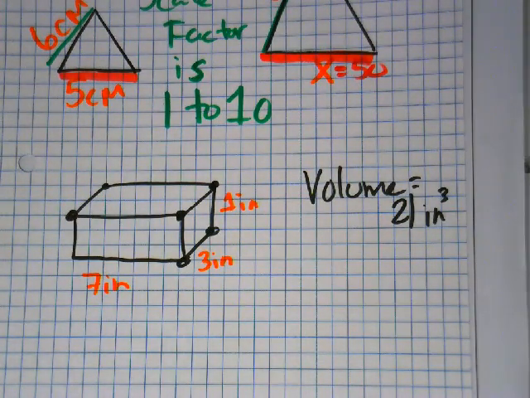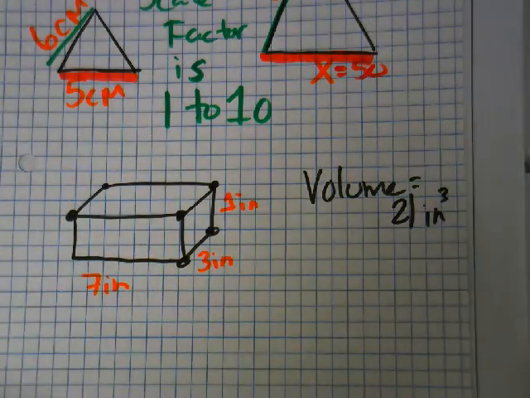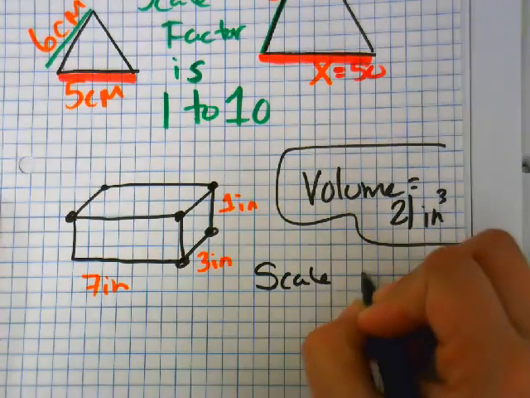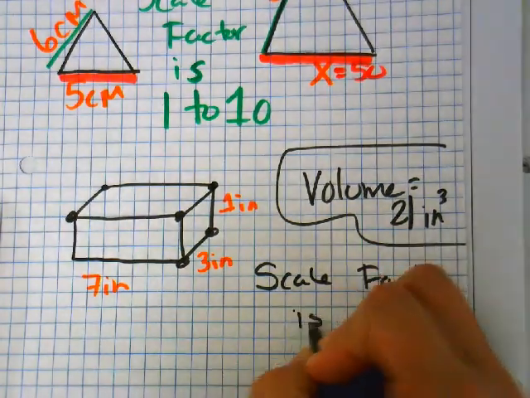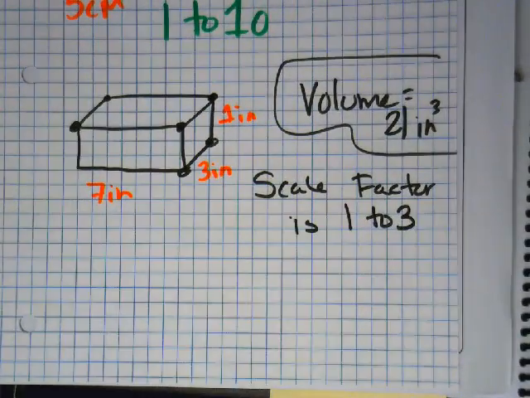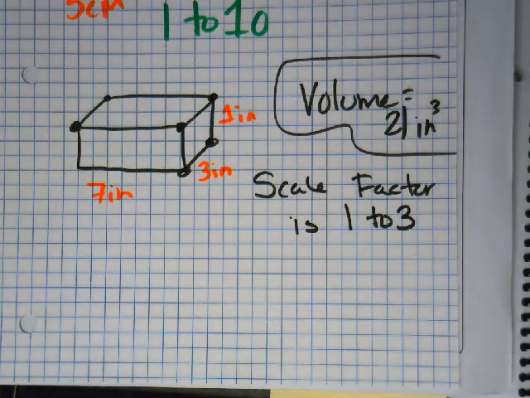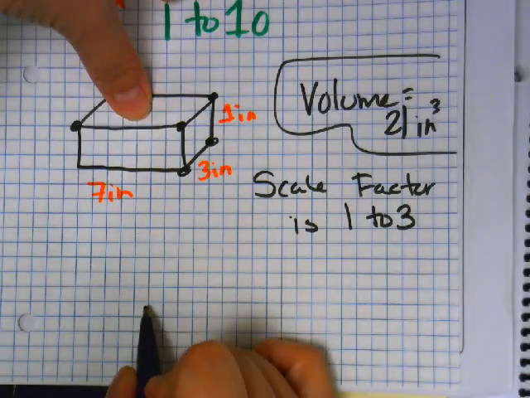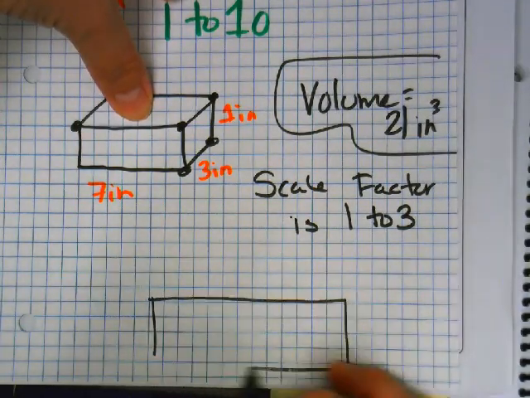All right, so that's separate. Now, your scale factor is 1 to 3. What does that mean? That means you take this and I want it how many times bigger? 3 times bigger, because it says 1 to 3. So I'm going to make this box 3 times as big. All right, let's draw it. I don't think I can do it 3 times as big, but I'm just going to draw it a lot bigger.